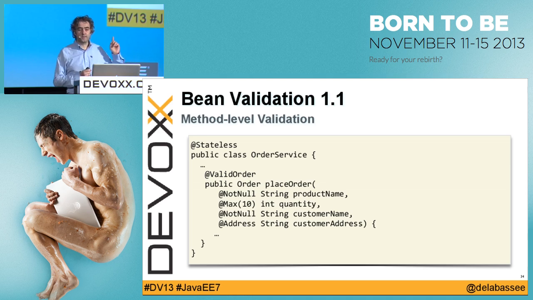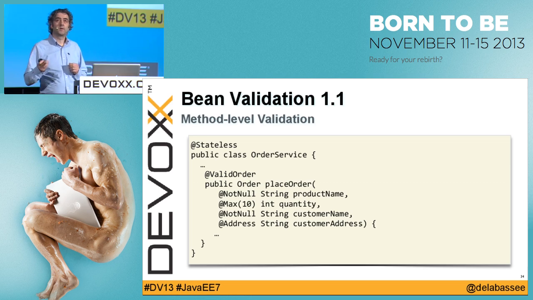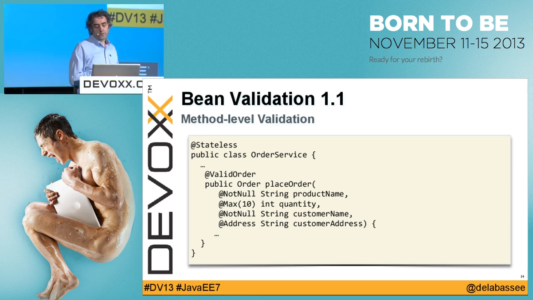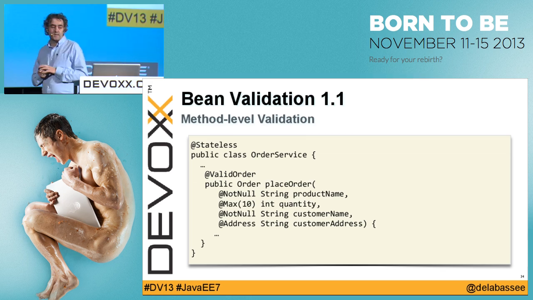What we are also doing in this case is applying a validator on the return types. So the order that is returned by the placeOrder method will be validated using this valid order custom validation. And technically, behind the scenes, those validations are implemented using CDI interceptors.